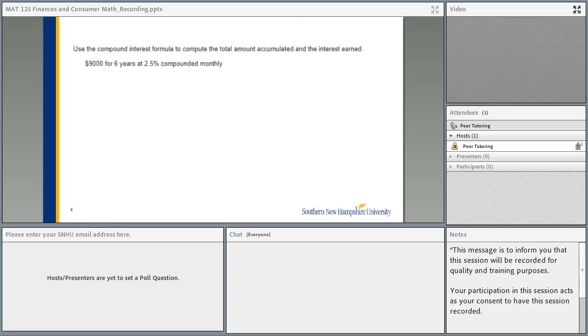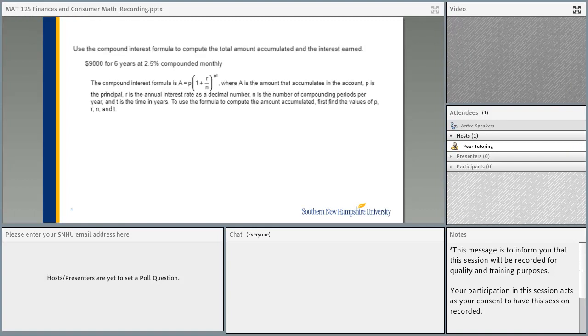The first one we're going to look at is using the compound interest formula to compute the total amount accumulated and the interest earned. So we have $9,000 for 6 years at 2.5% compounded monthly. It's important to look at the formulas and break them down into different parts when you're entering them into the calculator. Again, this is just one way. Look at page 585 in your textbook to see if those directions are clear, but I'm also going to take you through step by step.